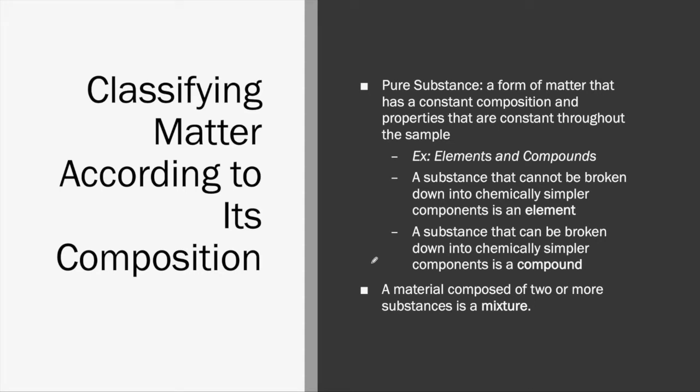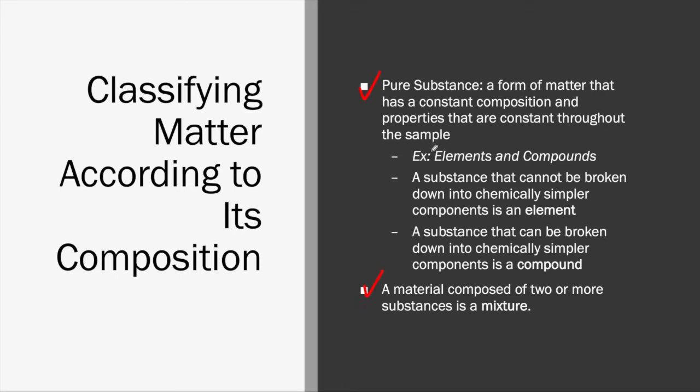Classifying matter according to its composition. So, matter is classified in 2 broad categories: pure substances and mixtures. A pure substance is a form of matter that has constant composition. What that means is that it's the same everywhere. So if I take part of it, it's going to be the same as if I take a different part of it, and the properties are constant throughout the sample.